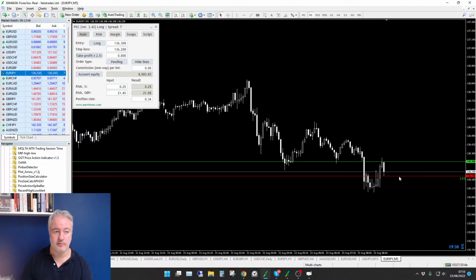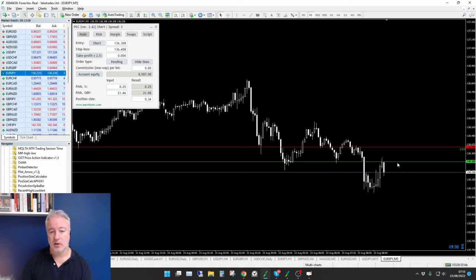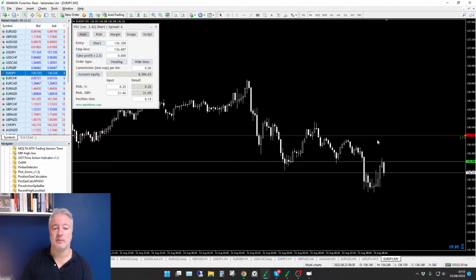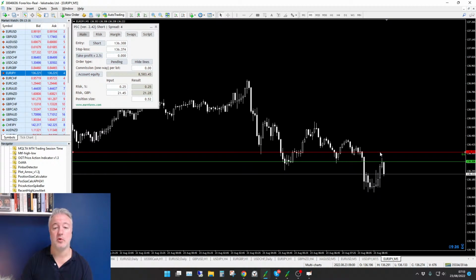Should be. Stop loss above the high. So stop loss above here. You can, guys, you can put your stop loss above here. You can put your stop loss there. You can put your stop loss there. All of those, this is really important. All of those are valid.